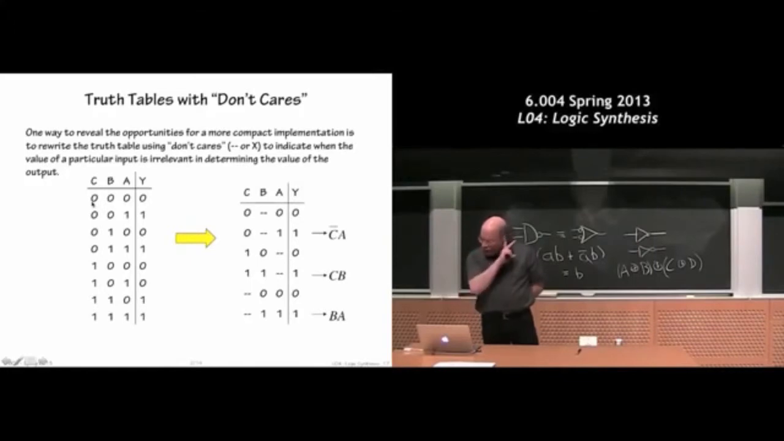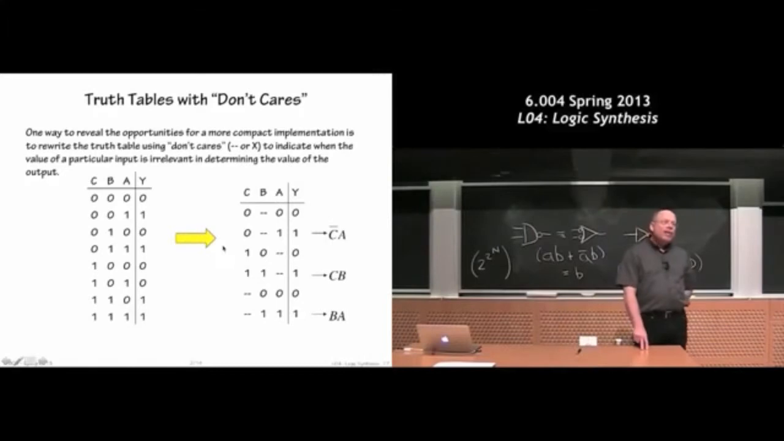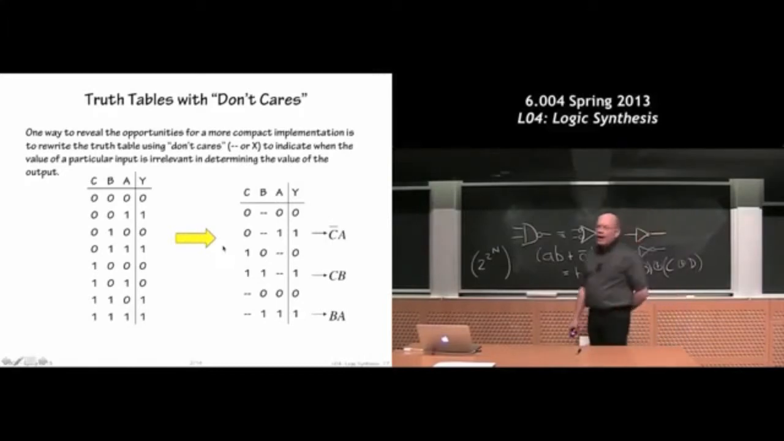So, for example, I can take the case in the first 2 rows here. When C is 0, the value of B doesn't matter, right? So I've rewritten that. These first 4 rows I've rewritten as just 2 rows with don't cares. So the don't cares are useful to us because they will allow us to implement more compact logic.